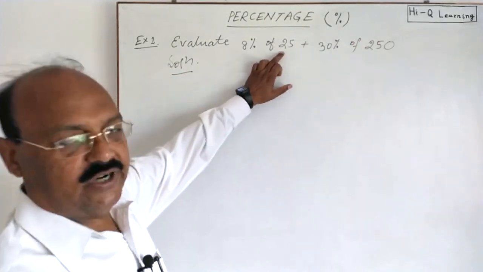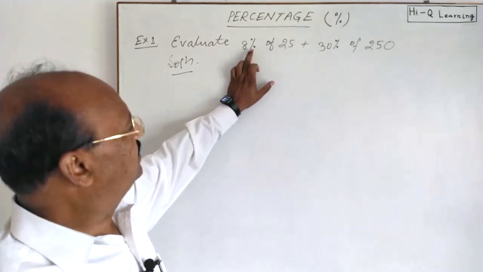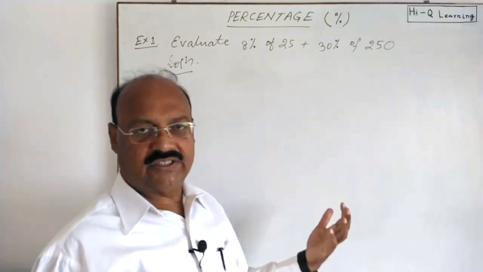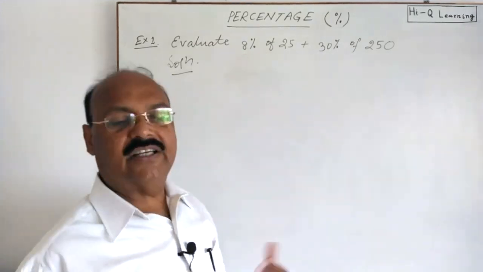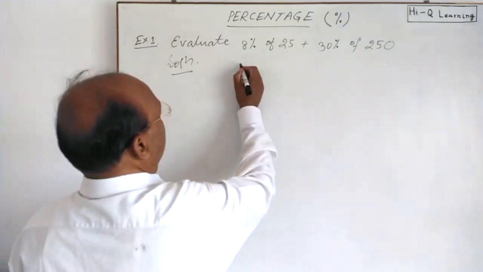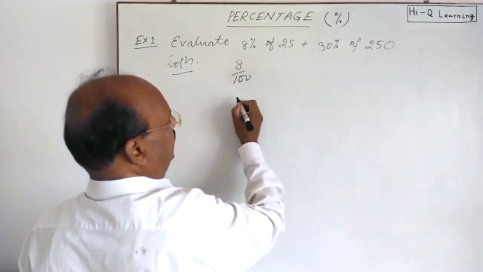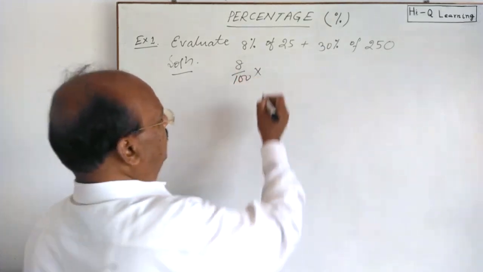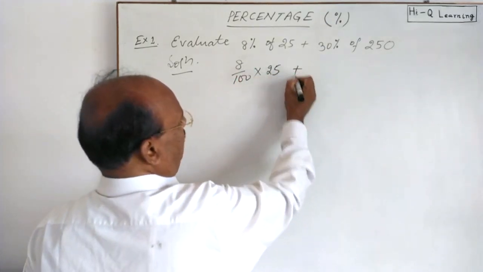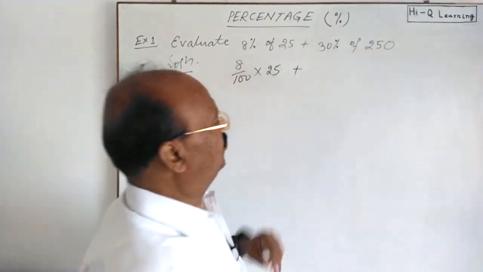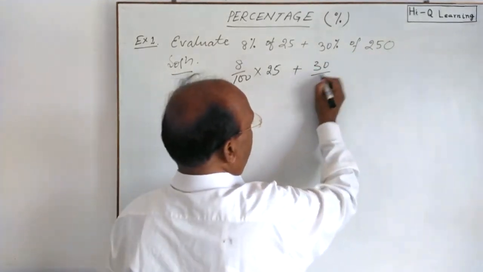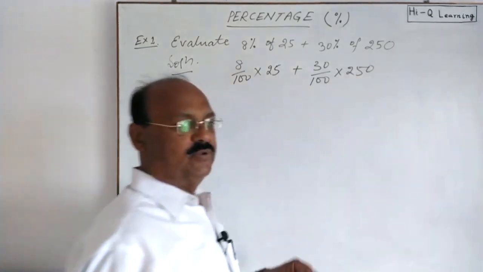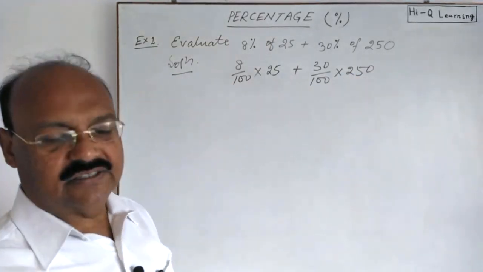Here, 8% of 25. Wherever we see this sign, this notation percent, it means 100th part. So 8% means 8 by 100, and "of" means multiplication. So 8 by 100 into 25. Then next is 30% of 250. Similarly, this will be 30 by 100 into 250. Now we have to simplify it, and we will get the result.